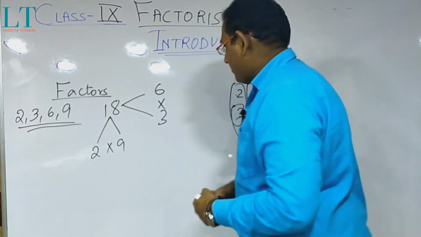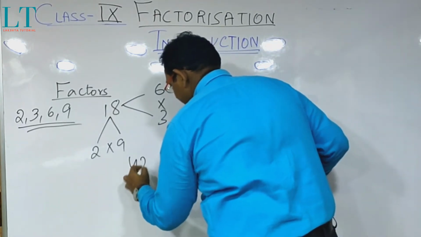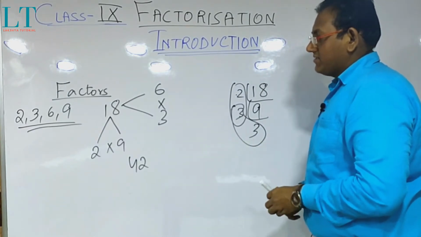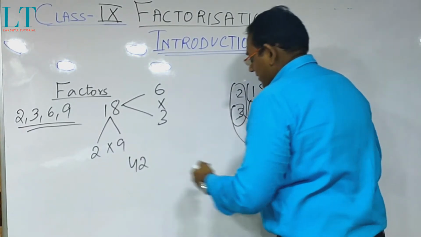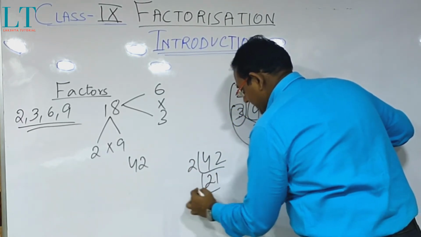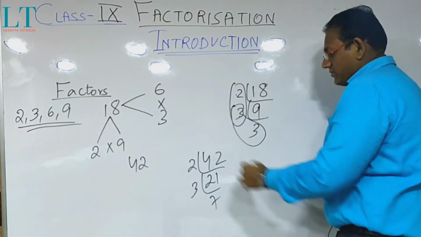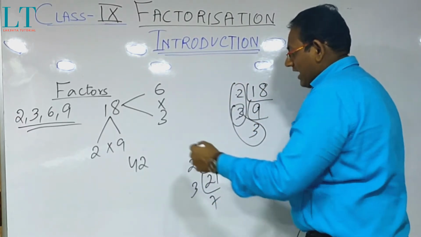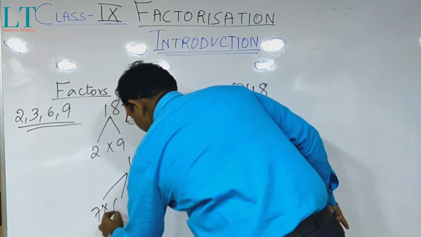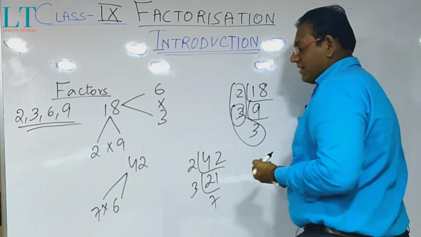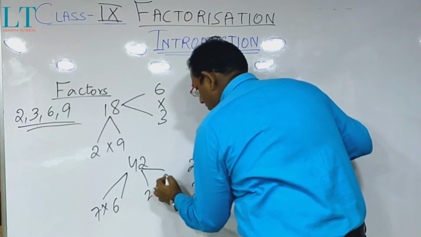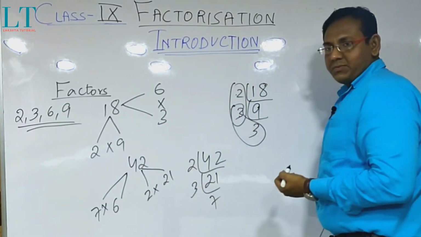Let us take one more example. Let me consider another number, 42. If I want to find the factors of this number, I can get by the LCM method 42 as 2, then 21, then 3 and then 7. So I can say that 42 can be expressed as 7 into 6. That is one way of representing 42. Similarly, 42 can be represented as 2 into 21. That is another way of representation.